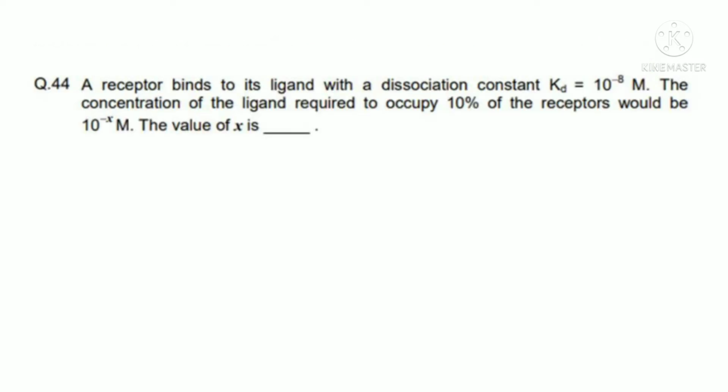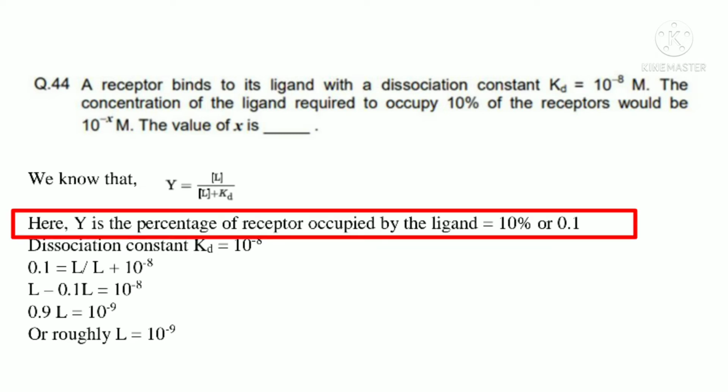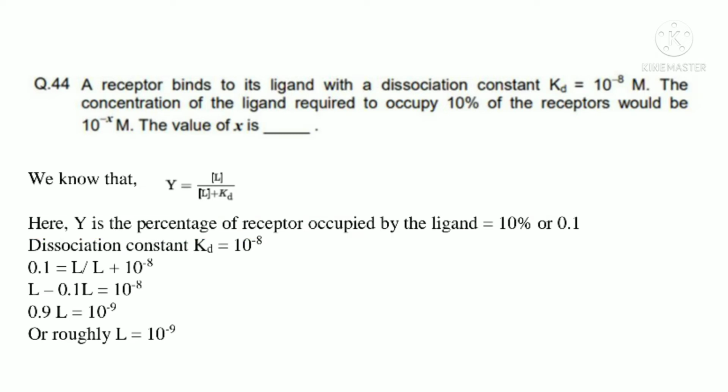In this problem, a receptor binds to its ligand and the dissociation constant is 10 to the power minus 8. We have to calculate the ligand concentration when 10% of receptors are occupied by the ligand. We know that the binding equilibrium, called capital Y, is equal to the binding sites occupied divided by the total binding sites. So here capital Y is equal to 10 divided by 100, or 0.1.